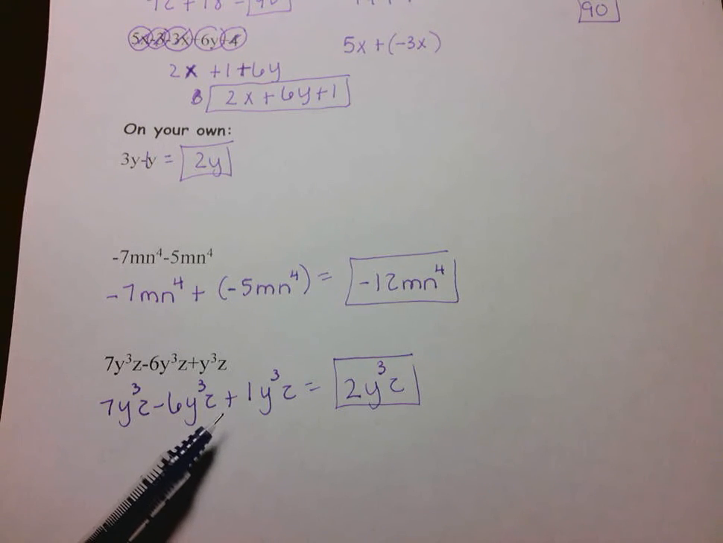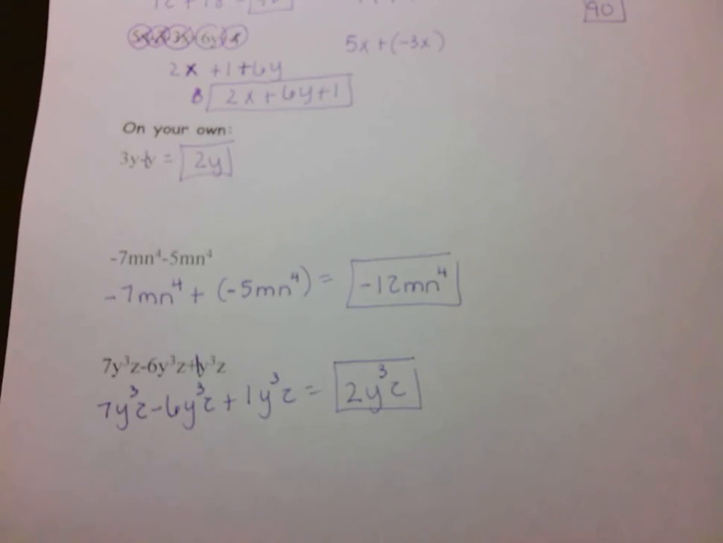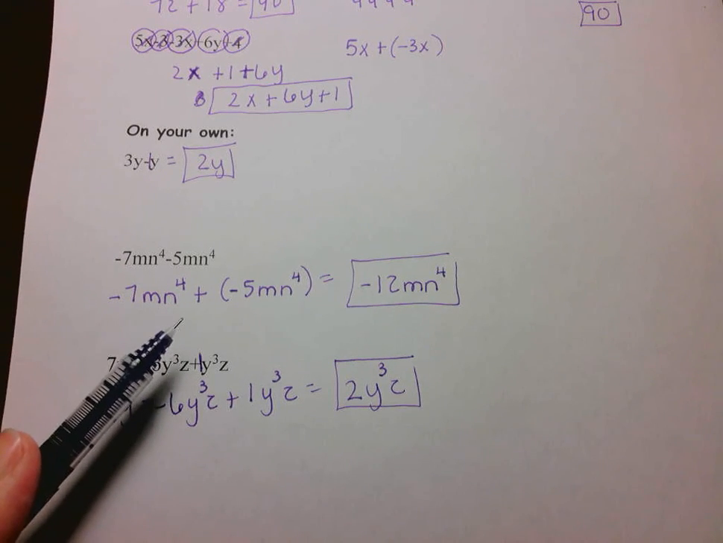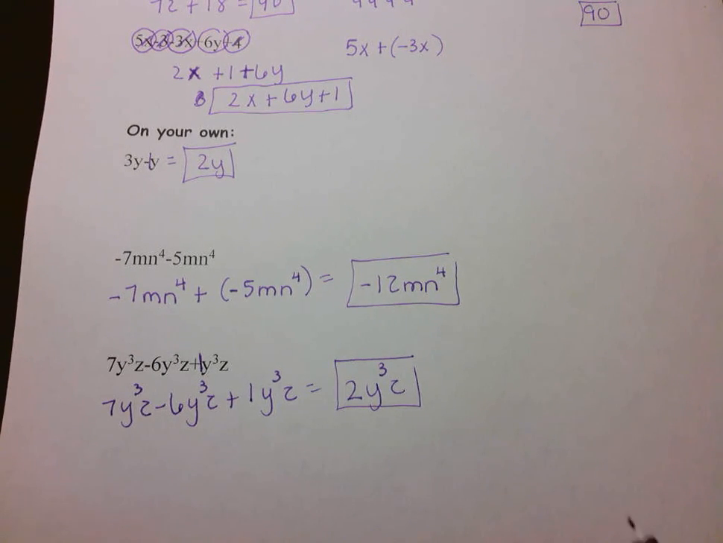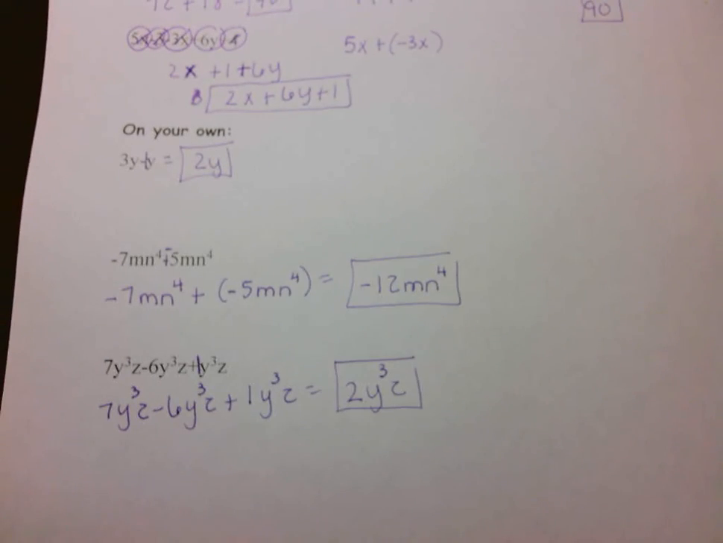Otherwise, you're going to miss it. If there's nothing there, it's a 1. The coefficient's 1, so go ahead and write it in so you don't miss it. And then notice here, I actually did the keep, change, change. Go ahead and go through that process so you don't mess up.